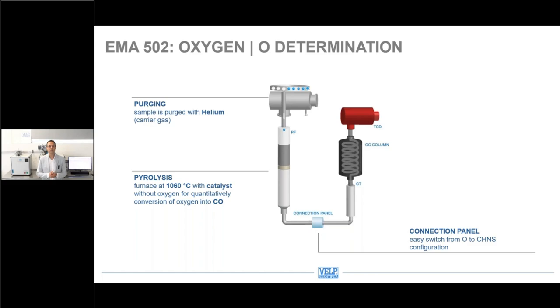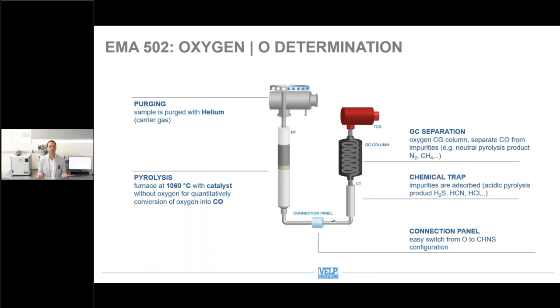Then the gas stream reaches first a chemical trap that is used to trap acidic pyrolysis products, and then into a GC separation column that helps to separate the carbon monoxide from other gas, other impurities. And then there is the detection by the same TCD detector. So the oxygen determination takes about 6 minutes.